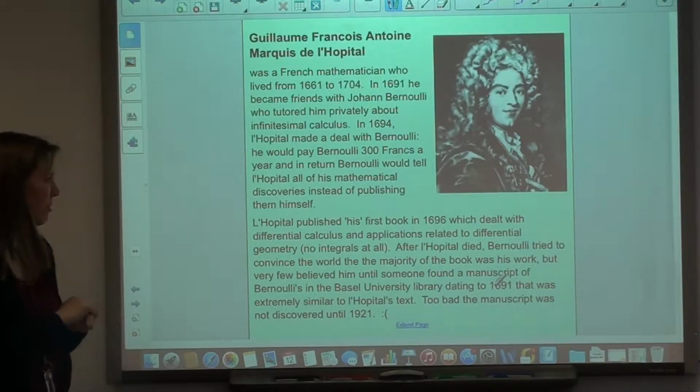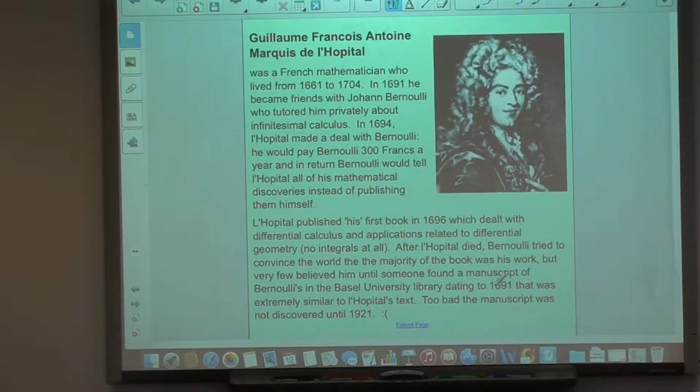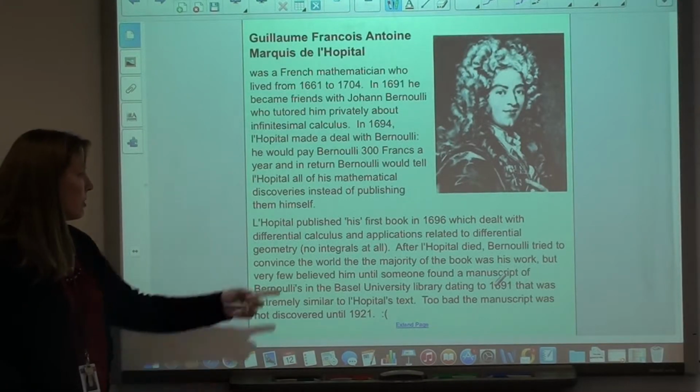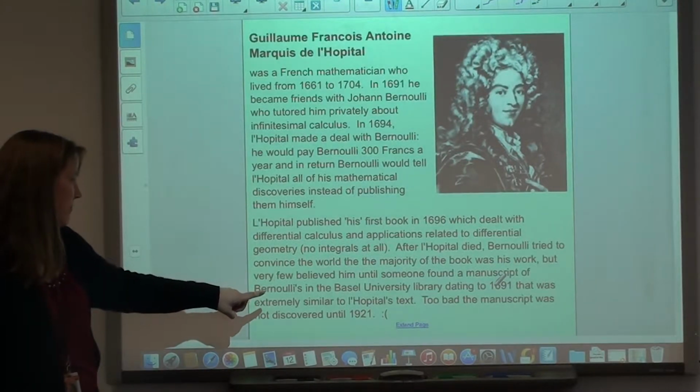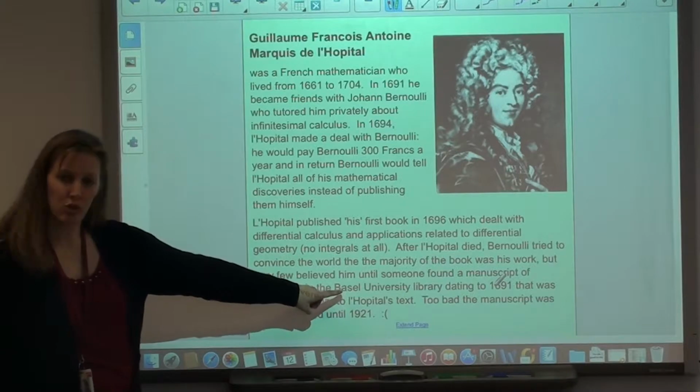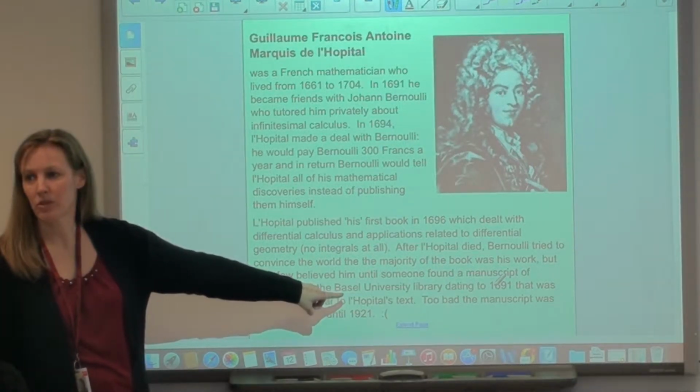So, okay, after L'Hôpital died, Bernoulli tried to convince the world that the book was actually his work. Nobody believed him, right? He's running around trying to tell everybody, no, I really came up with all of that, and he just took credit for it, right? And nobody believed him, and then Bernoulli died, right? And then 300 years later, really about 200 years later, somebody's in a library in Basel University.